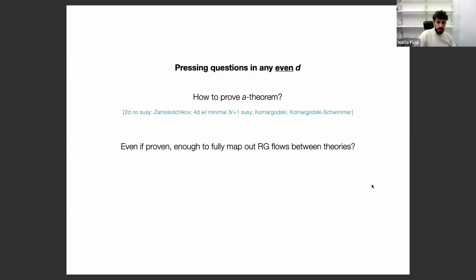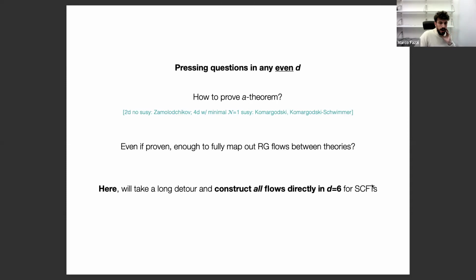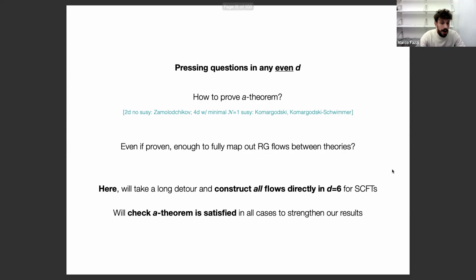But even if it's proven, can we actually use the a-theorem to fully map out the structure of the RG flows between the theories? And actually here, I will take a slightly different perspective. In fact, this is going to be a quite long detour. Rather than trying to prove the a-theorem directly in 6D for the kind of flows we will be interested in, I will instead construct all flows directly in D equals 6 for the superconformal field theories that I will introduce. And then I will just check a posteriori that the a-theorem is satisfied, namely that for all flows that we can construct, delta A is positive. And I will use this as a sort of test to strengthen the results that we will obtain.